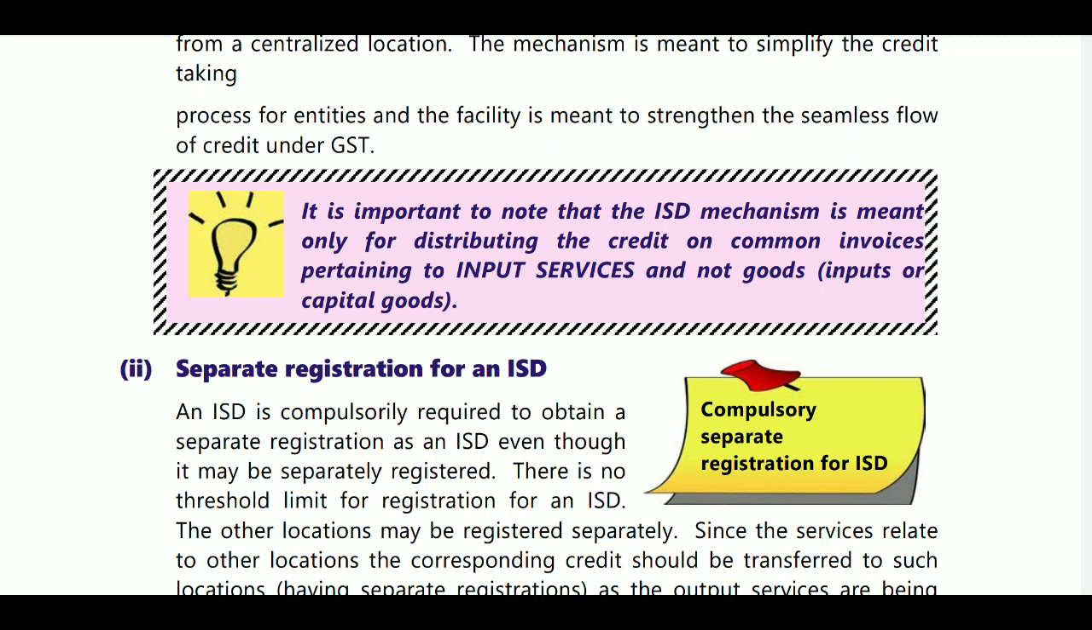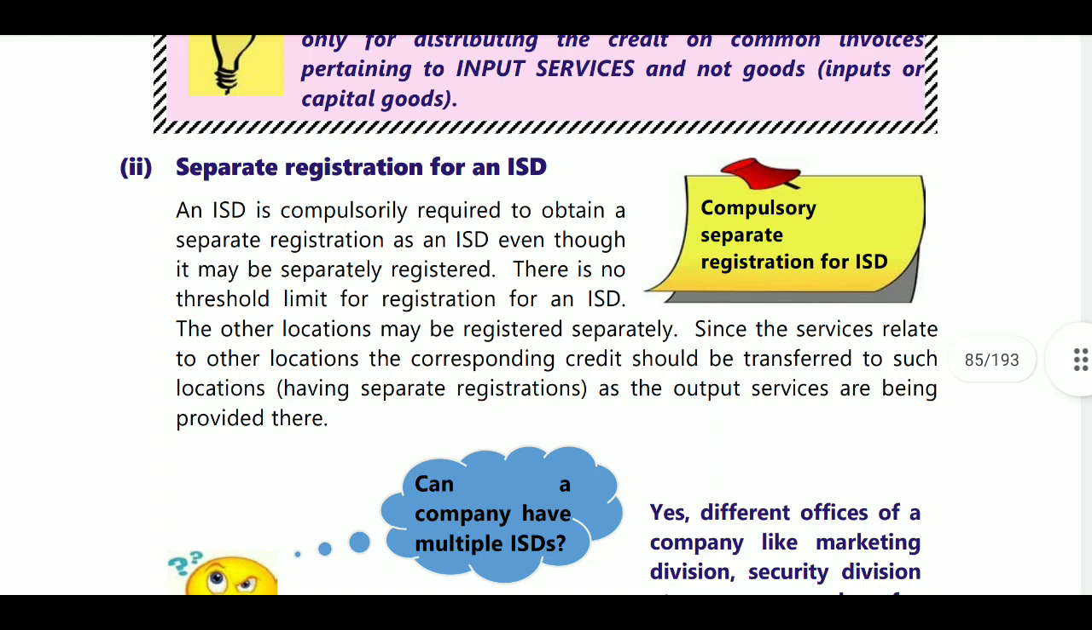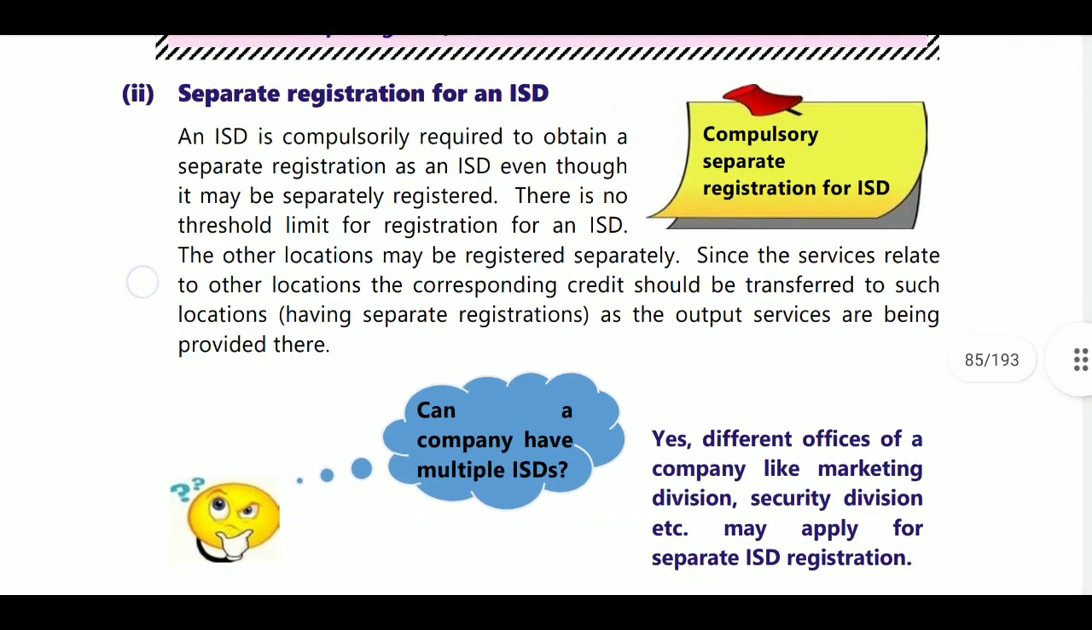So this input service distributor will distribute the credit related to services, not goods, only services. Regarding registration, an ISD must have a separate registration. Even though it is separately registered, the threshold limit of registration is not applicable to ISD. The threshold limit, the turnover limit, will not be applicable to that ISD.